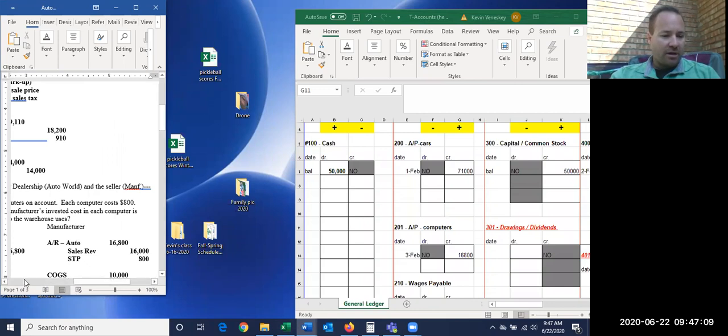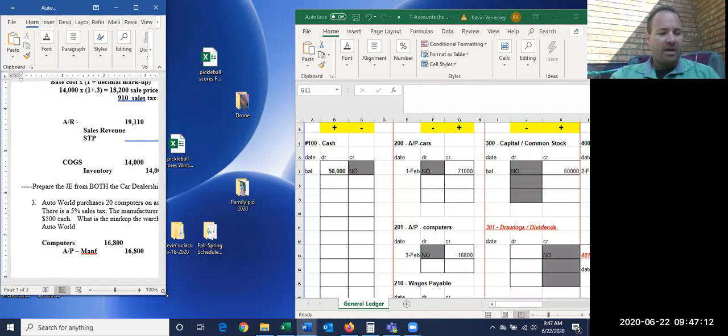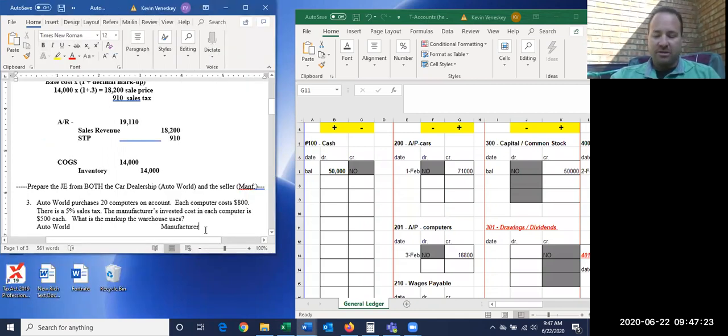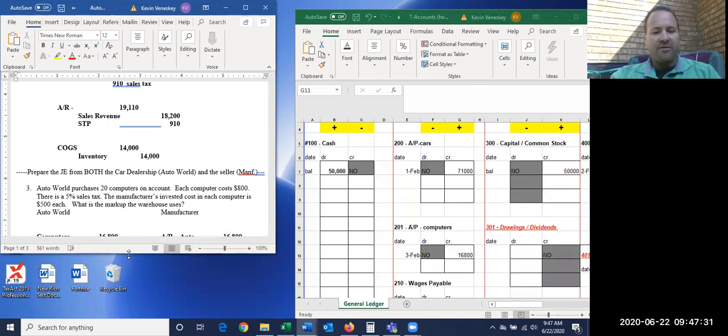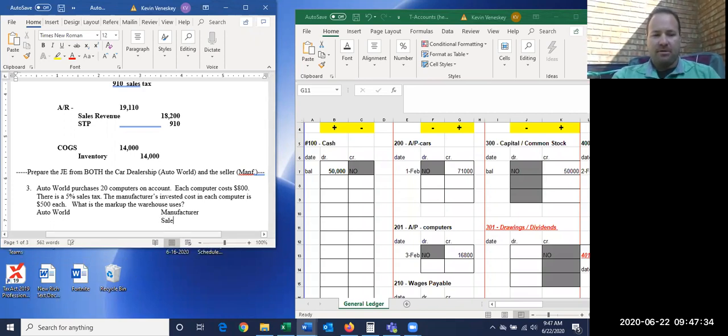Now I'm ready. Let's go ahead and look at what this would look like from the other point of view. What if I was the seller? What if I was the computer manufacturer? How would I do this entry? Well, what I would suggest you do is make a little note off to the side. What is the manufacturer really getting? They're getting sales revenue for $16,000. And what are they collecting? They're also collecting sales tax, $800.